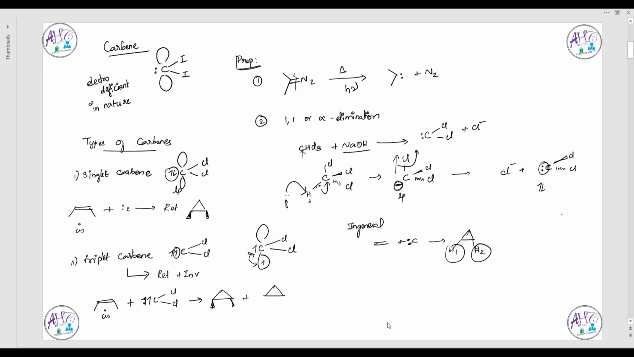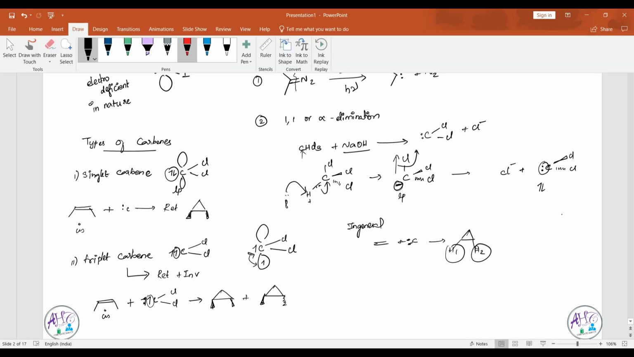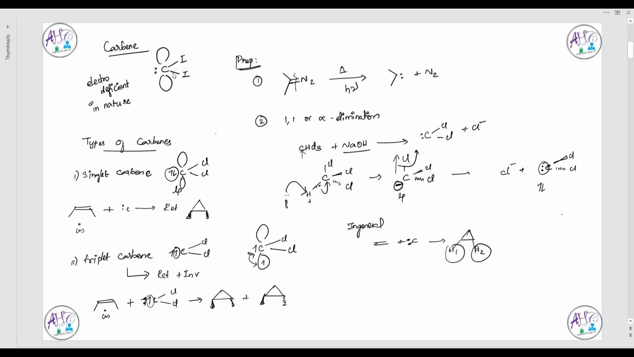ஸோ இங்கே பாண்ட் ரொட்டேஷன் பாசிபிள், சின்ஸ் ரெண்டுமே சேம் ஸ்பின்ல இருக்கிறதுனால இட் கேன் ஆல்சோ ரொட்டேட் தி பாண்ட். ஸோ இட் வில் ரிசல்ட் இன் டூ டிஃப்ரெண்ட் ப்ராடக்ட்ஸ். திஸ் இஸ் ரியலி இம்பார்ட்டன்ட். ஓகே, ஸோ பேசிக்லி இஃப் யூ ஹாவ் அ சிங்லெட் கார்பின், யூல் கெட் ரிட்டென்ஷன் ஆஃப் கான்ஃபிகரேஷன். இஃப் யூ ஹாவ் அ ட்ரிப்ளெட் கார்பின், யூல் கெட் ரிட்டென்ஷன் ப்ளஸ் இன்வர்ஷன் ஆஃப் கான்ஃபிகரேஷன், ரெண்டு ப்ராடக்ட்டுமே பாசிபிளாக இருக்கும்.